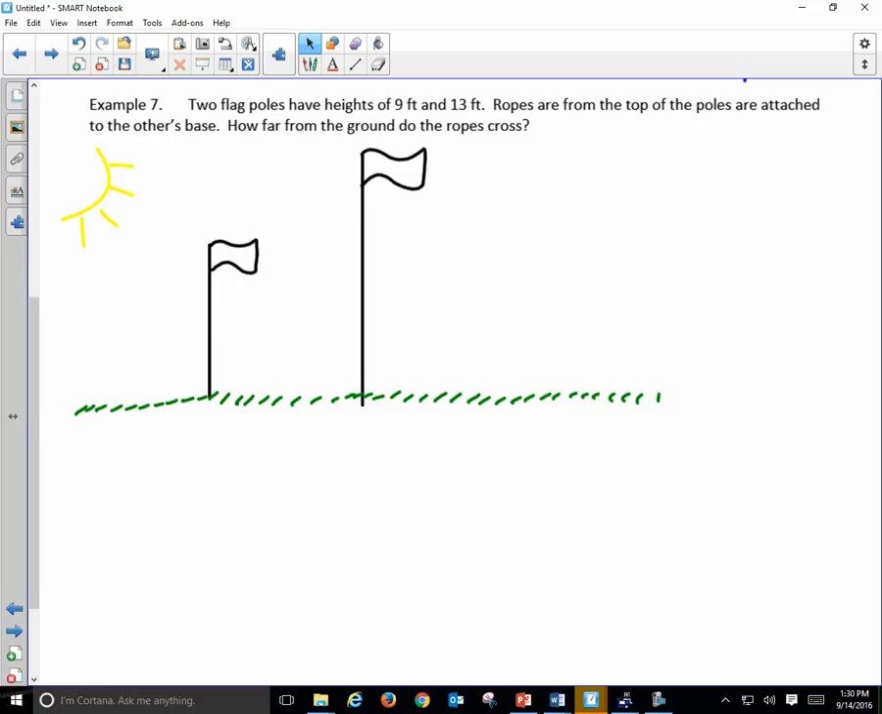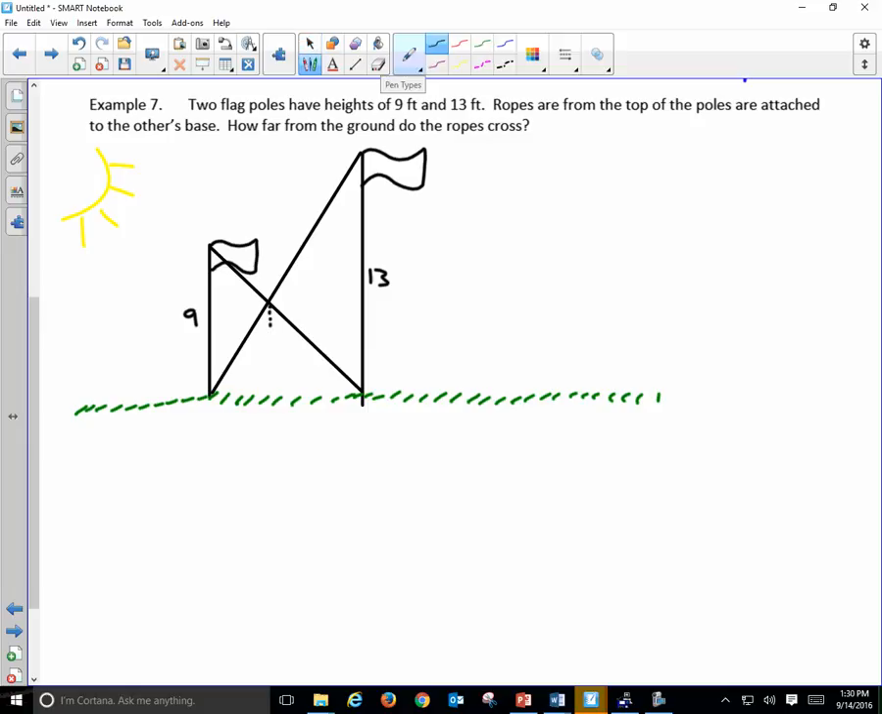Okay, here we go. All right, enough of the fun. This one's 9 feet tall and this one's 13 feet tall. It says that ropes are connected from the top of the poles to the other's bases. Now I know, and I wrote that, I didn't write it very well, but on your assignment it should be grammatically written much better. And so as we connect it, there are ropes attached from the top to the bottoms. The question is, how far from the ground do the ropes cross? Meaning, what is this distance right here, or this height?